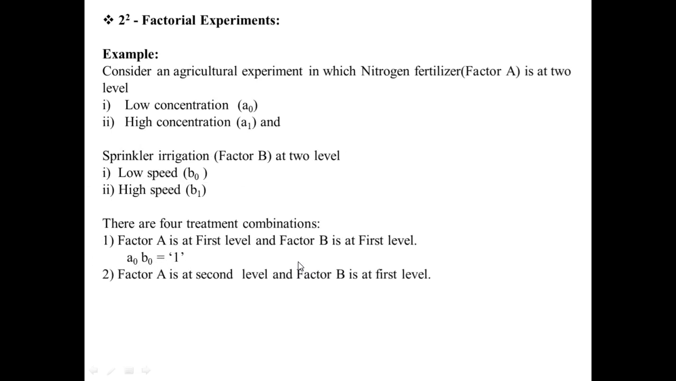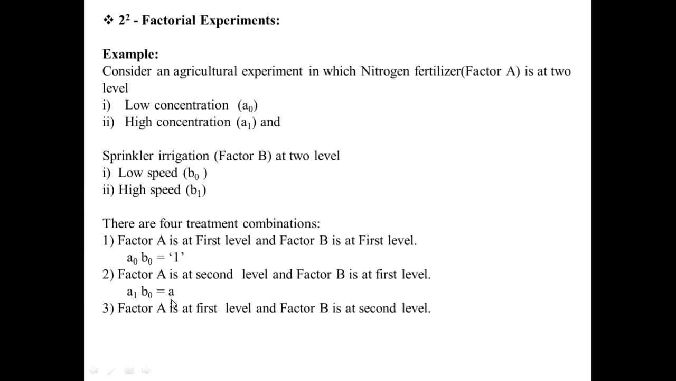Then the second type of combination is factor A at second level and factor B at first level. Factor A means nitrogen fertilizer at high concentration and sprinkler irrigation at low speed. So we get the second treatment combination like this, A1 B0. So 0 denotes low level of that particular factor and 1 denotes high level of that particular factor, that is, second level of that factor. This second treatment combination A1 B0 is denoted by small a.